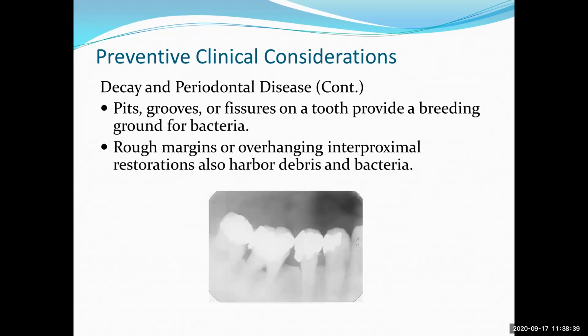Neglect is neglect. But your teeth have pits, grooves, and fissures that provide a breeding ground for bacteria. Yes, they act as spillways, but they can also be a breeding ground for bacteria. Rough margins or overhanging interproximal restorations are also plaque traps. They harbor debris as well as bacteria, and you can just imagine what's going on underneath these horrible restorations.